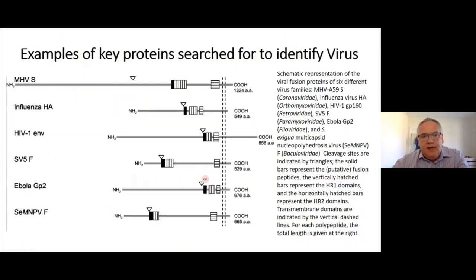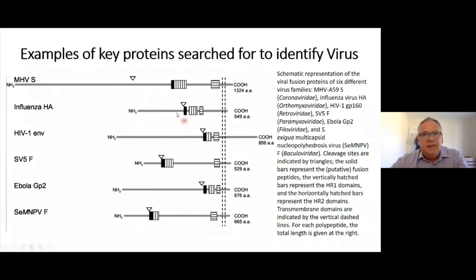Now, the important thing about this is not just what information it can give us about the spike protein and its nature in terms of developing antibodies, vaccines, but the whole technology suddenly gave an opportunity to look at viruses in biological samples. This is just some of the key proteins that we could start to look for to identify viruses. And as you can see, all of them have some kind of cleavage in their spike proteins.